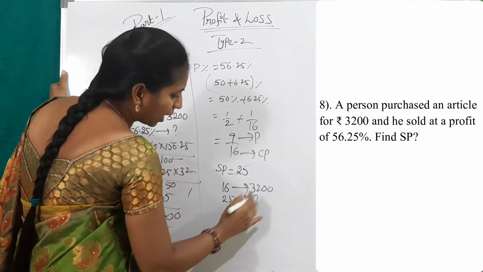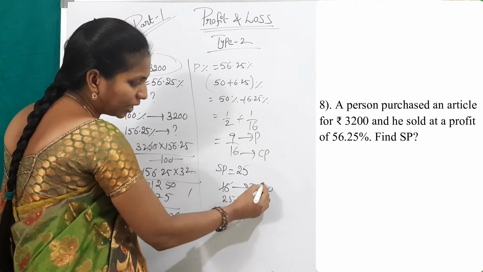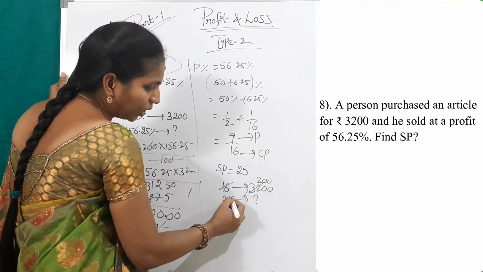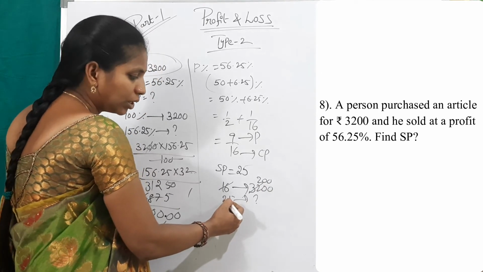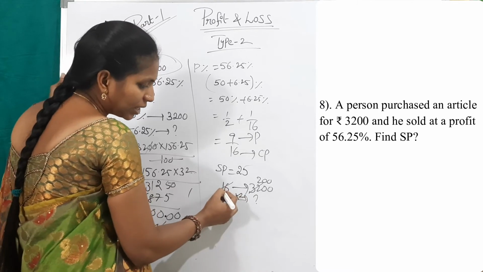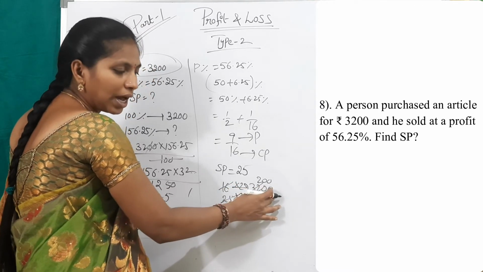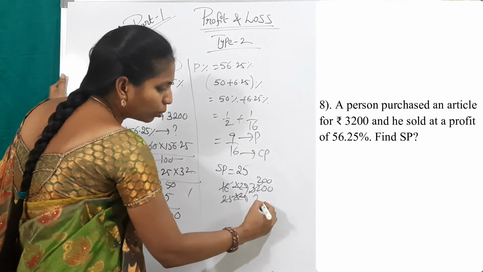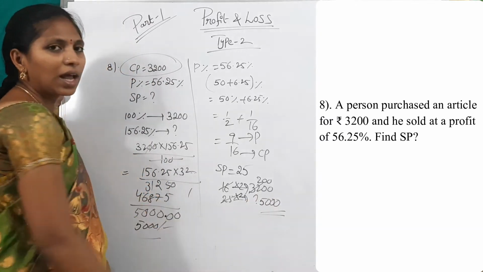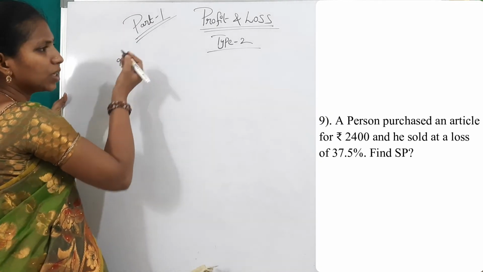Now cross multiply or cancel here 16. How many times is it cancelled? 2 times. So 200. Here 25 into 2, and 16 into 2 means 32. 32 into 100. Here 25 into 2 means 50. Place 2 extra zeros. So what is the value? 5000 rupees.